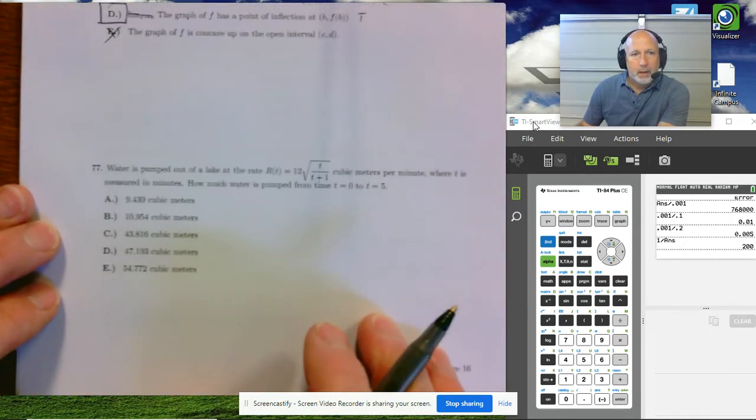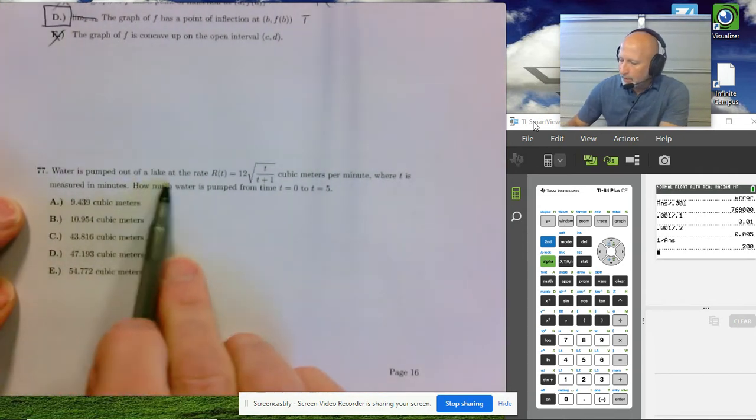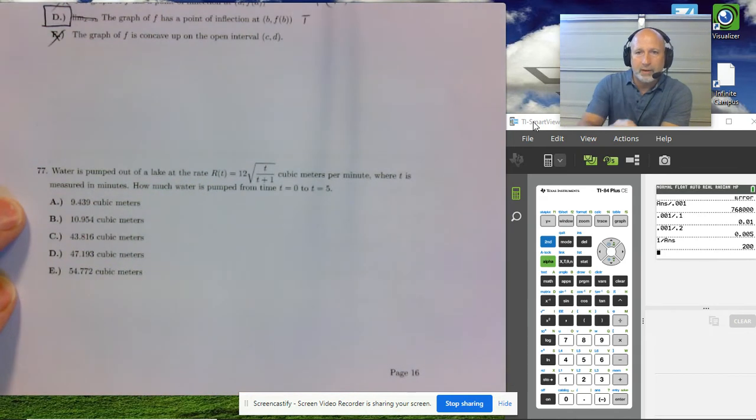Okay. Number 77. Water is pumped out of a lake at the rate. And by the way, this is the calculator version. That's why you see the graphing calculator up here, which we will use in a little bit. Okay. Let me move it. Well, I'll just leave it alone.